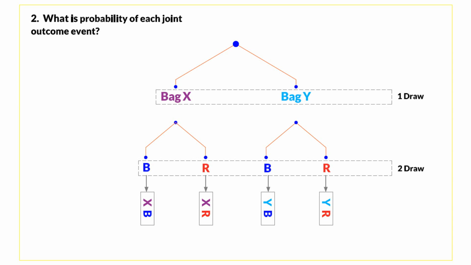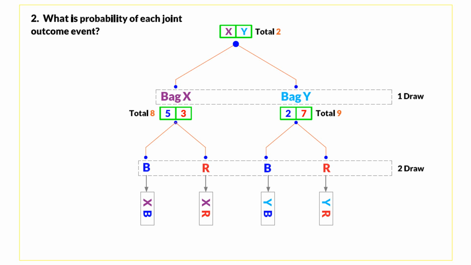What is the probability of each joint outcome event? For the first draw we have bag X or Y, and the total is 2. For the second draw we start either from bag X with 5 blue and 3 red, and the total is 8, or from bag Y, and bag Y has 2 blue and 7 red, and the total is 9. Let us now start with the probability for each pick.